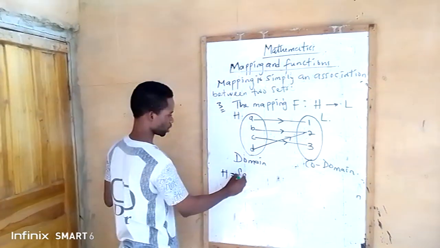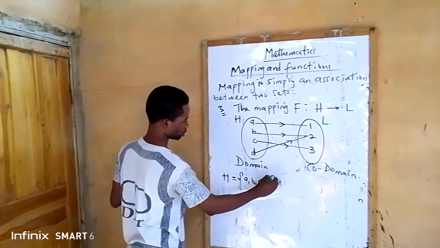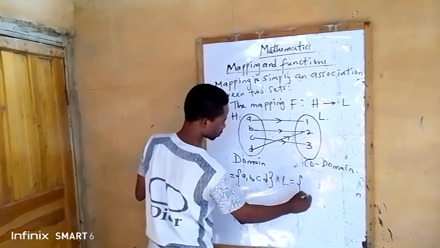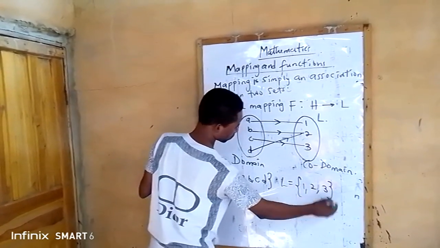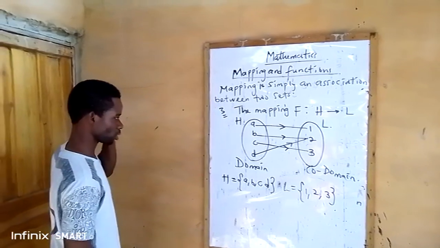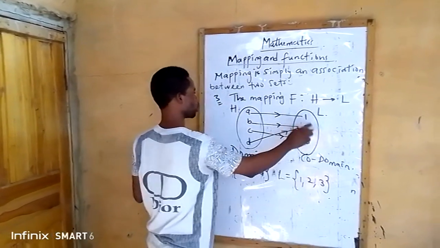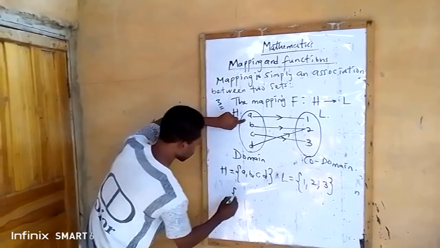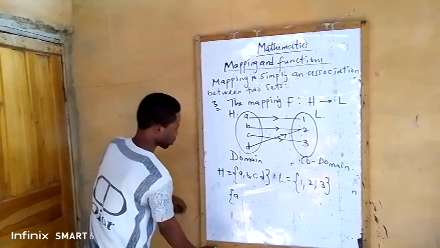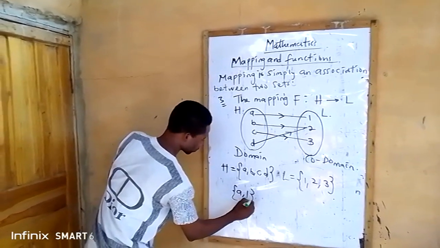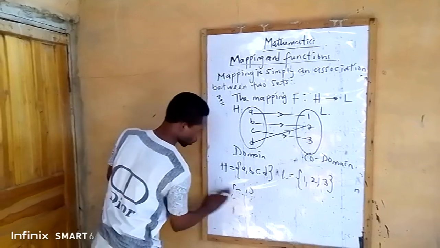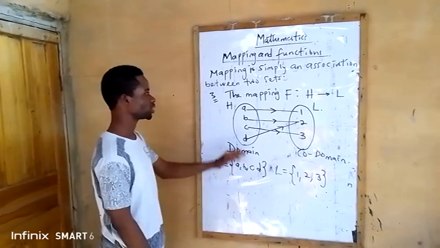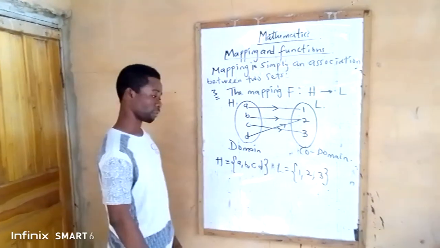Our domain is A, B, C, D. Our codomain elements are 1, 2, 3. That means, how did they know that this B goes for 2, D also goes for 2? When they pair it, in the pair they said A, comma 1. So don't worry, we'll get there to show you the kind of examples that show this. But this diagram is a mapping and function diagram.